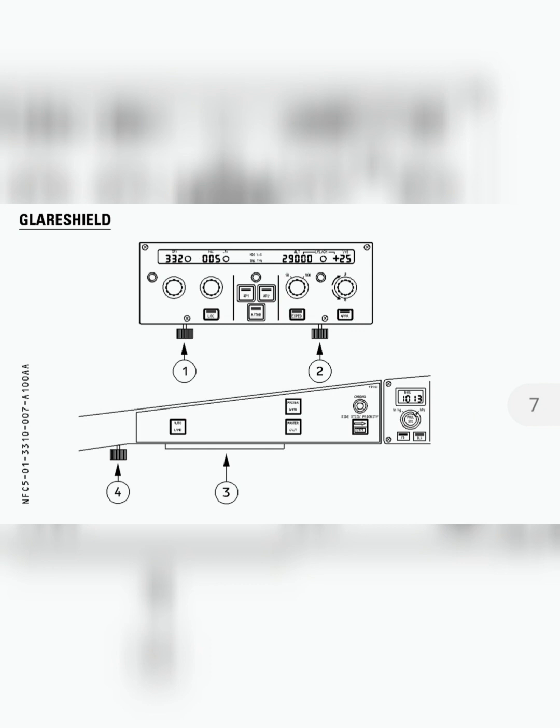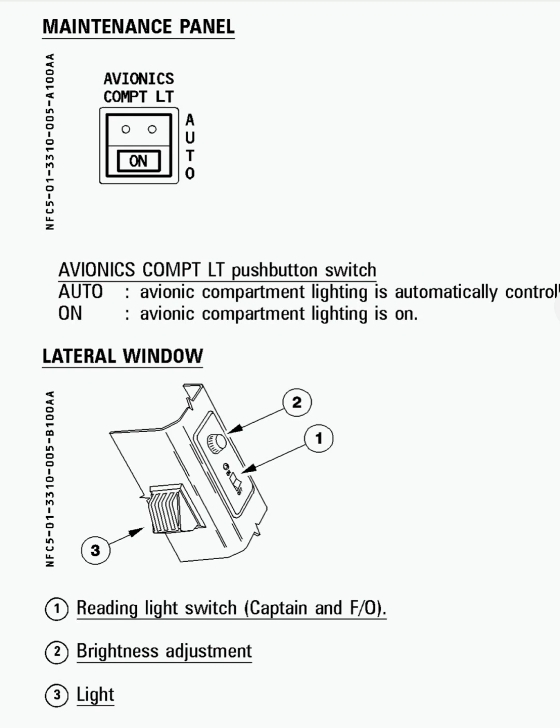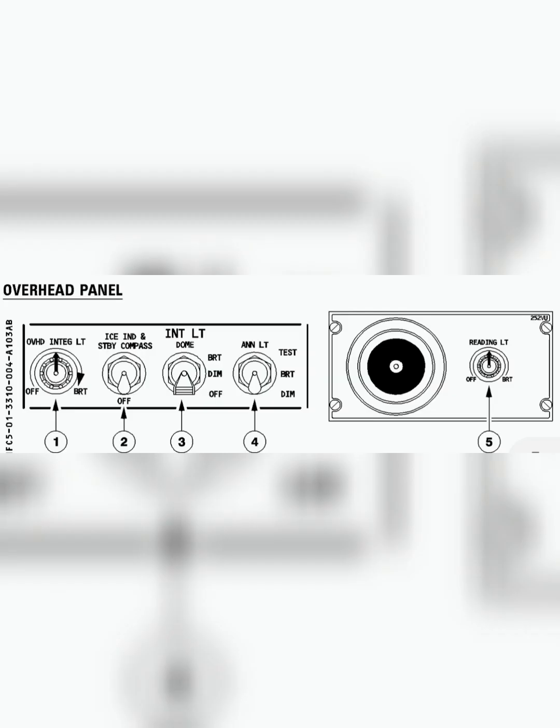Then the glareshield lights, where we can adjust the knob accordingly if we want light on the glareshield. And next comes the avionics compartment light, which we can use according to our requirement. Then there is the overhead panel, wherein we can see all the lights and their positions.